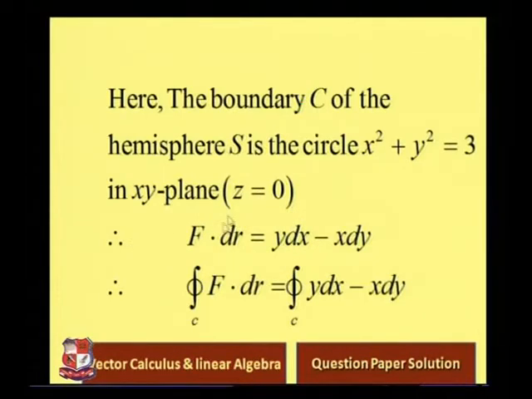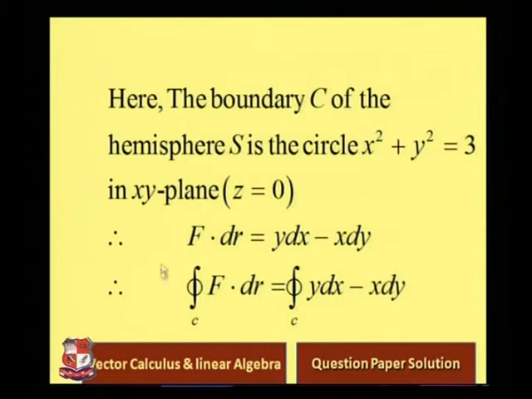Therefore F dot dr, that means the dot product of F and dr, is y dx minus x dy, because F is given as y i minus x j and dr is dx i plus dy j. So j dot j is 1 and i dot i is 1. So we get y dx minus x dy.